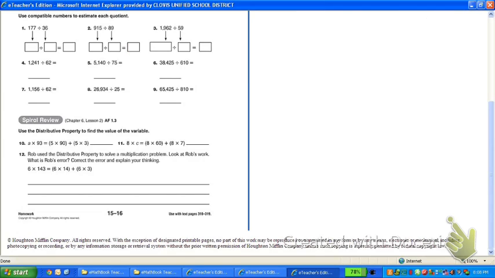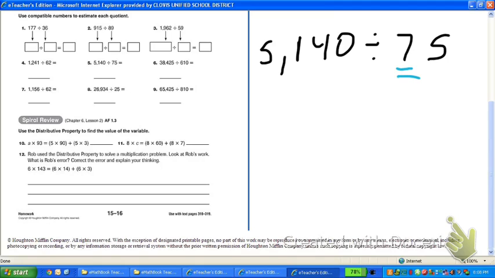Number 5, we got 5,140 divided by 75. So I'm thinking of the 7. If I make that an 8, 8 can't go into 51, 8 can't go into 52, 8 can't go into 50 or 49. So I can make this 70.